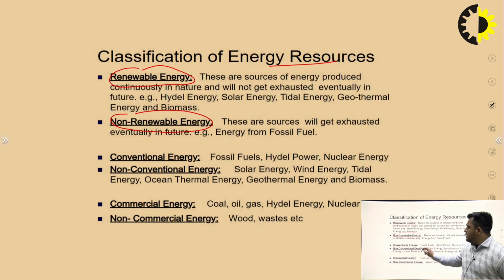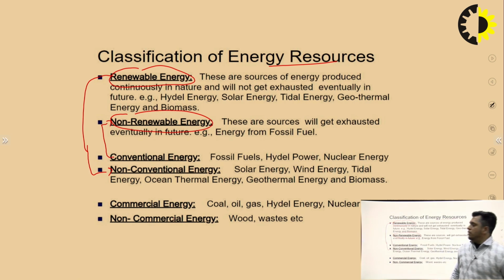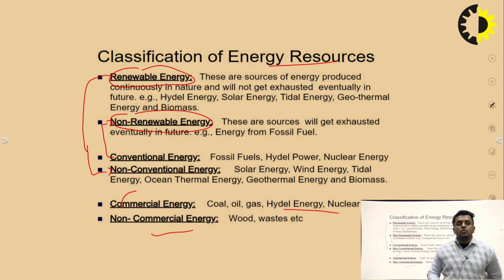Then we have conventional and non-conventional. Renewable is nothing but non-conventional, and conventional is nothing but non-renewable. Then we have commercial energy and non-commercial energy. Commercial means commercial utilization of energy, like we have coal, oil, gas, and in fact hydel energy and nuclear energy. These are commercial uses. But non-commercial, like we have wood and wastage, animal waste, plant waste, there we can have the non-conventional energy sources also. This is the classification.